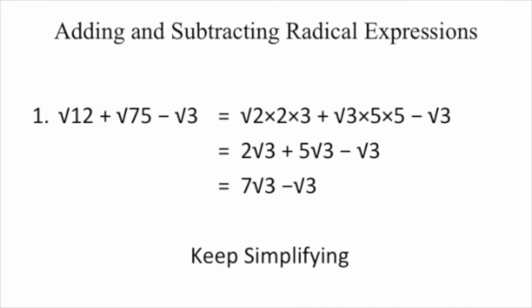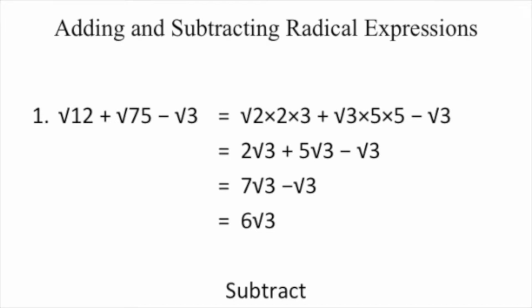The third step is to keep simplifying after you are done factoring. So 2 square roots of 3 plus 5 square roots of 3 equals 7 square roots of 3.